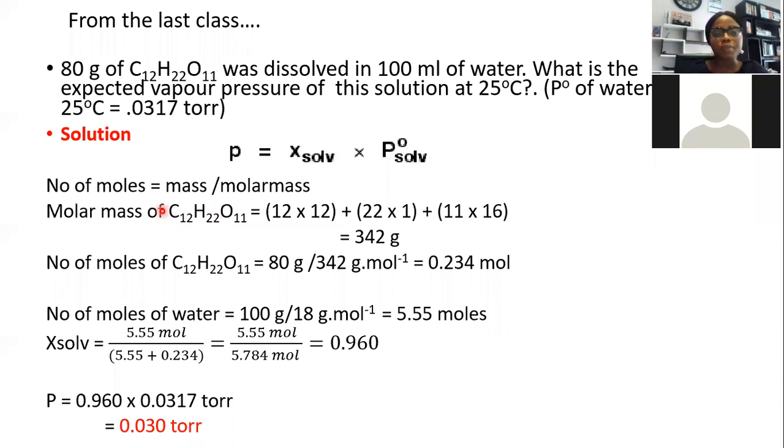So the atomic mass of carbon is 12. That's why you have 12 times 12, which is the number of moles. We have 22 moles of hydrogen, and the atomic mass of hydrogen is 1. So this is 22 times 1. We have 11 moles of oxygen, and the atomic mass of oxygen is 16. So we have 11 times 16. When you take the total of this, you're going to get 342 grams.